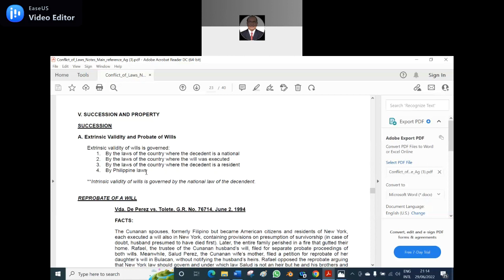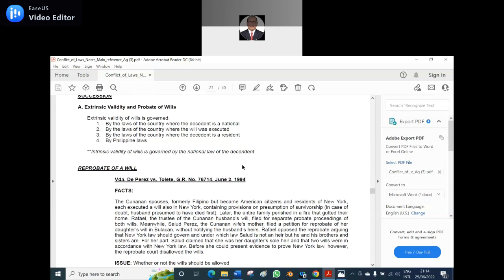Number three, by the law of the country where the decedent is a resident. Instead of resident, we can better say domicile. Of course, we need not worry about the Philippine law because we are concerned with Tanzanian law. Now let us see the Tanzanian law also.